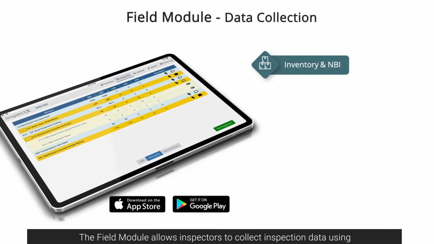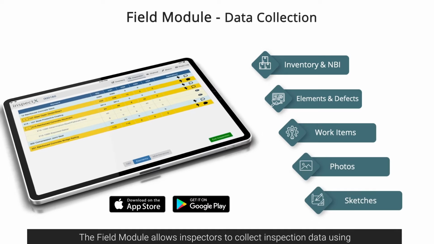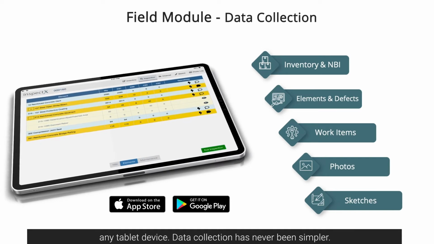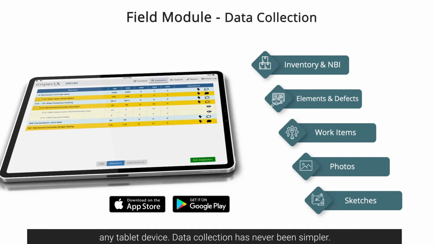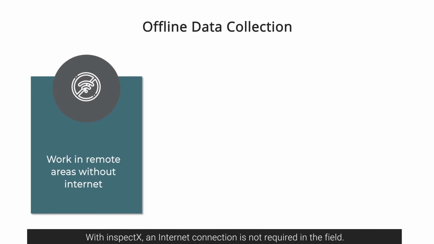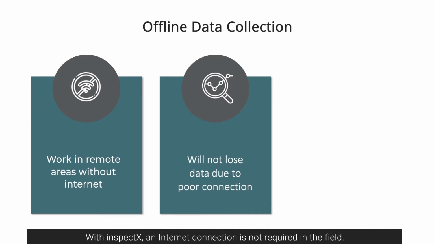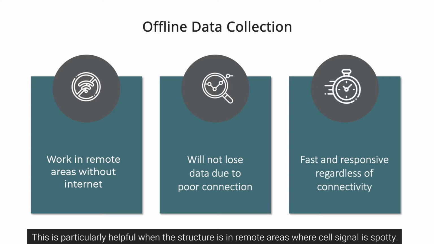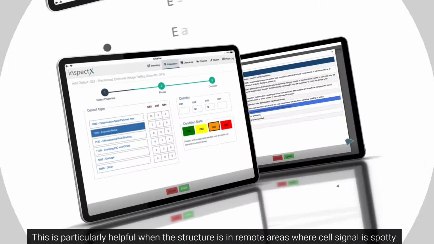The Field module allows inspectors to collect inspection data using any tablet device. Data collection has never been simpler. With inspectX, an internet connection is not required in the field. This is particularly helpful when the structure is located in remote areas where cell signal is spotty.